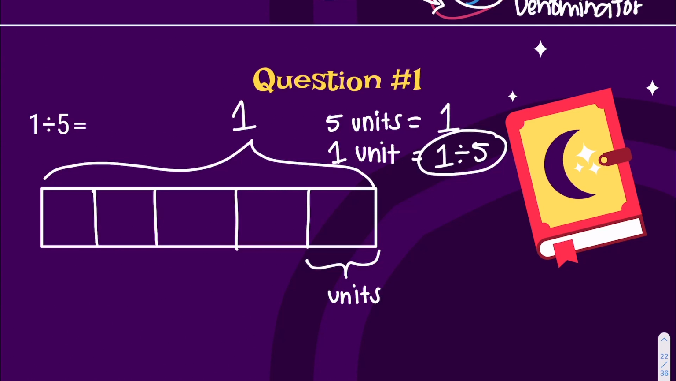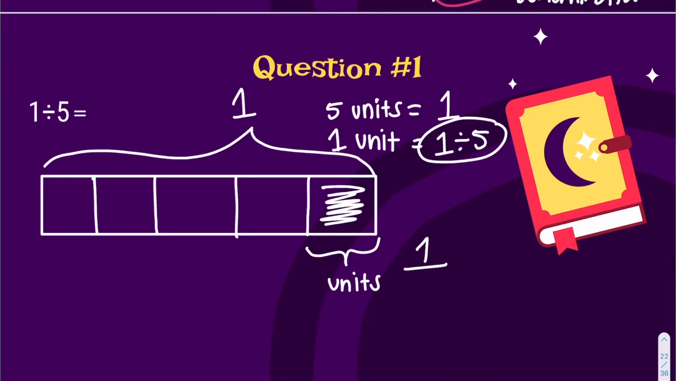So let's see what 1 unit is. Obviously we have 1 for our numerator, and our denominator is how many pieces were in that whole 1: 2, 3, 4, 5. So our answer is 1/5.